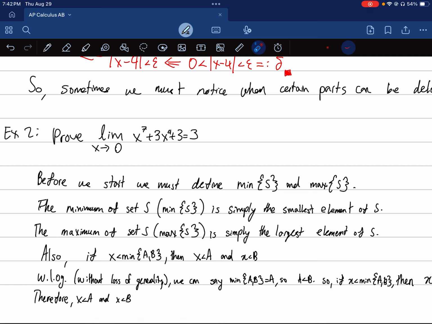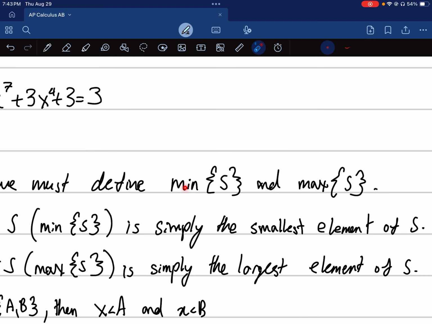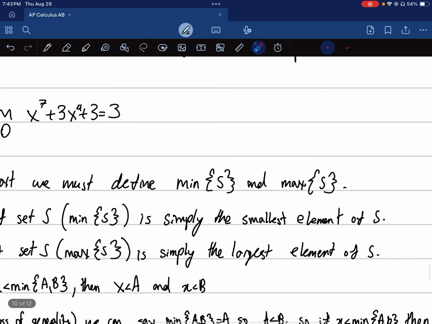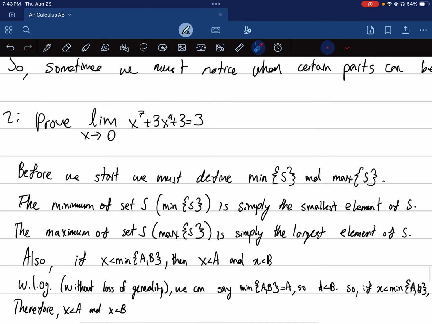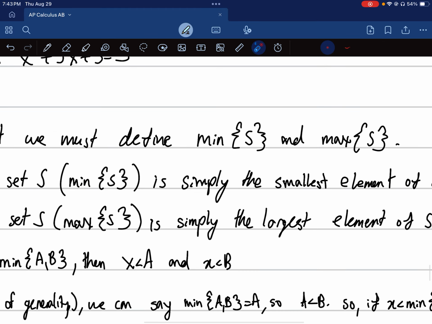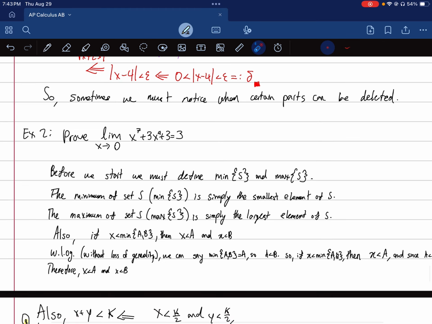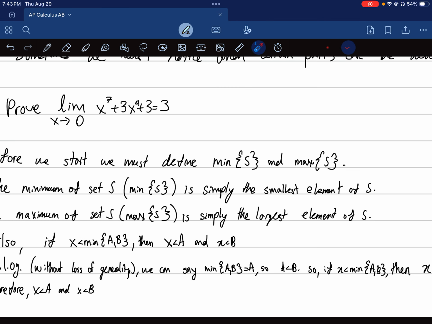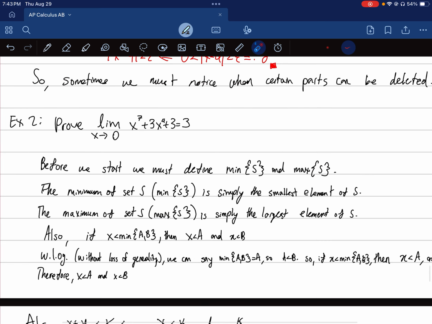We have to go over a few things, so just some concepts. Before we start, we must define what the minimum is. So let's say S is a set. The minimum of this set and the maximum of this set. The minimum of set S, which is denoted as this, is simply the smallest element of S. An example of this might be, we have the minimum of 2 and 3, then in this case this is equal to 2, because 2 is the smallest element of the set.